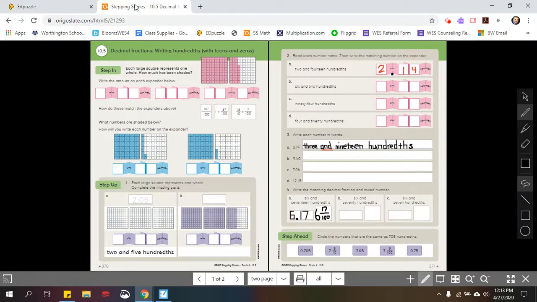So if you have not done so already, please turn to lesson 10.5 in your workbooks. That's page 370 and 371. And please make sure as we're going through this today, you are filling things in and paying attention because it will really help you understand what we're doing as we're working our way through the book.